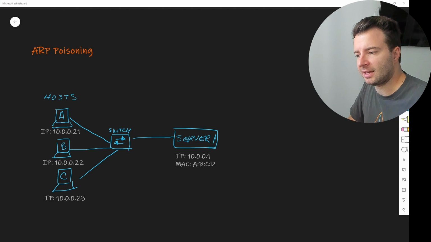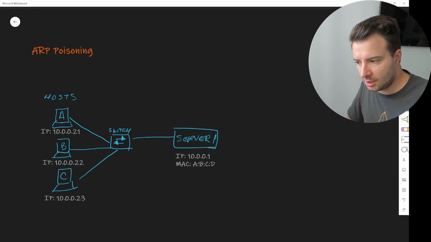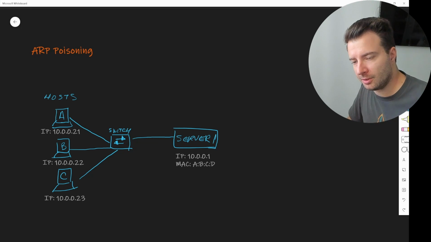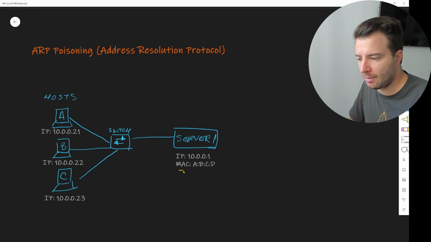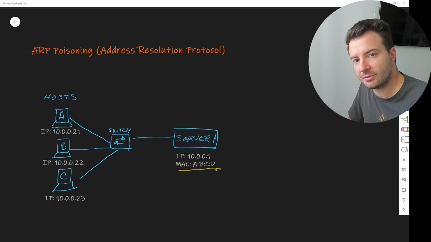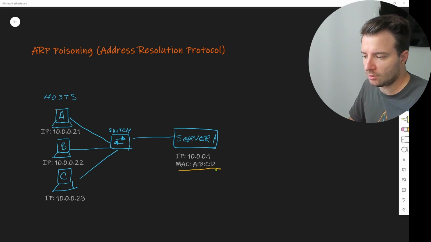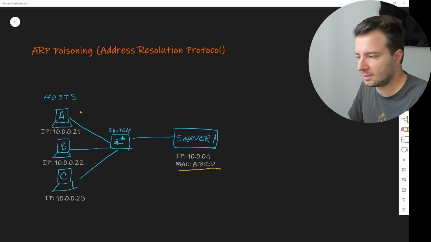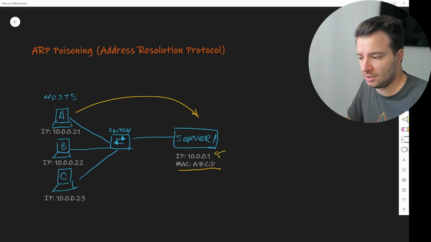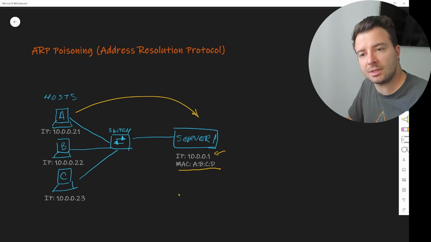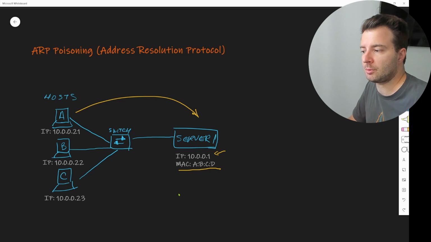Now, a very classic example of man-in-the-middle is performing ARP poisoning. ARP stands for Address Resolution Protocol, and it's what we use in our local networks, in our switch networks, to find out the MAC addresses, that's the layer 2 addresses, of the devices we want to communicate with. So, for example, in this simple network here, let's assume that host A wants to communicate with server 1. It already knows server 1's IP address, it's right here, but it doesn't know server 1's MAC address, so it has to perform an ARP request to find out this MAC address.